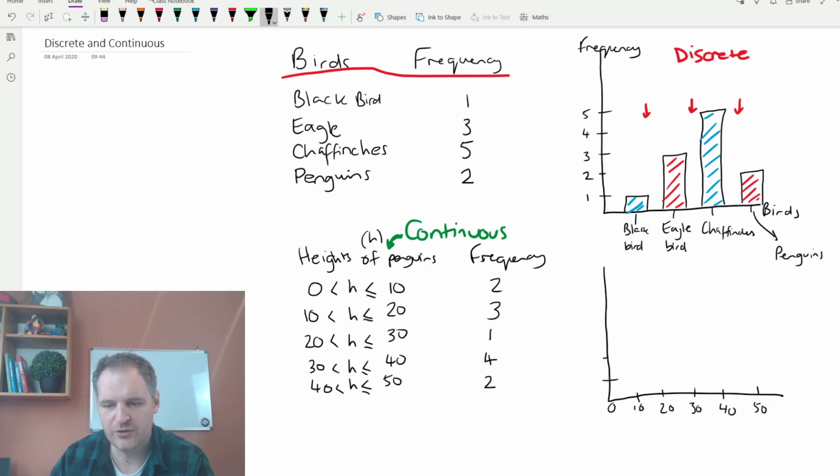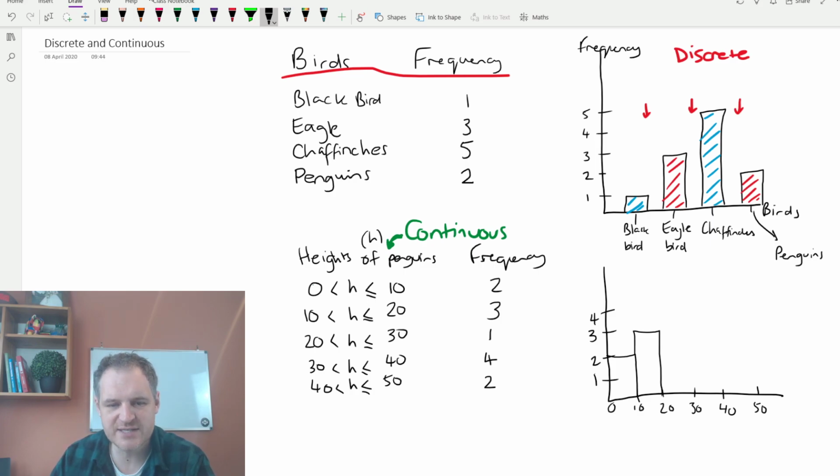So when we go 1, 2, 3, 4, there are 2 between 0 and 10. The next one is there are 3 between 10 and 20. Notice there's no gap here. And the numbers are on the edges of the bar, not in the middle.